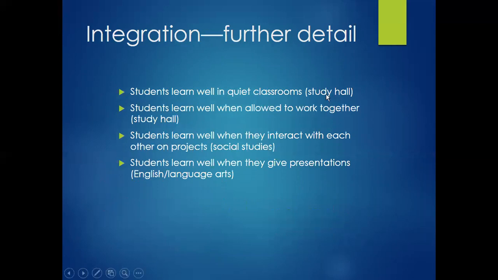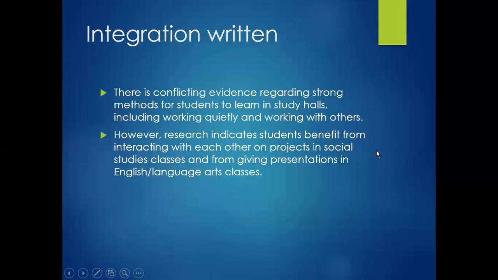On the other hand, we still have a situation where study halls have conflicting ideas. One research study found that students learn well in quiet study halls, while others learn well when they're allowed to work together in study hall. Those two don't really agree with each other. There's no way to deconflict those. So here's what it might look like if it's written up. There is conflicting evidence regarding strong methods for students to learn in study halls, including working quietly and working with others. Notice there's no way to reconcile those, so we just put out there how they don't agree, okay?